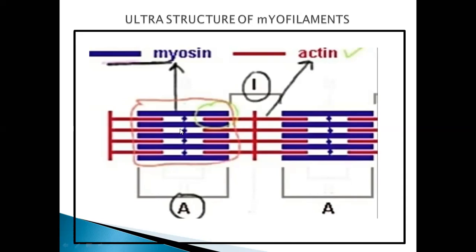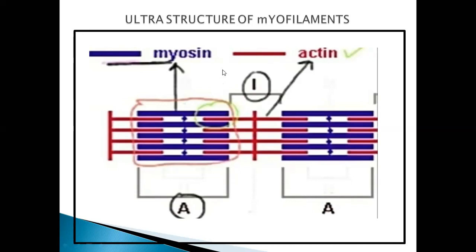Next, in between these dark bands, you can see this white space. This zone is known as the H zone. So you can say the I band consists of the Z line. From one Z line to the next Z line, this area is known as the sarcomere because it has the light bands as well as the dark bands. So the Z line and H zone are clear to you, students.